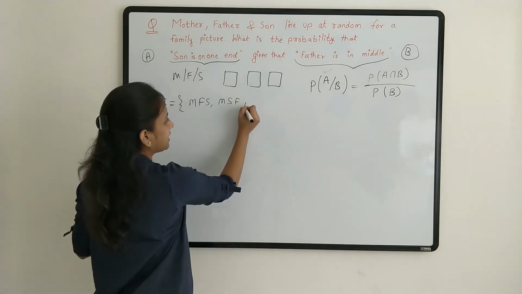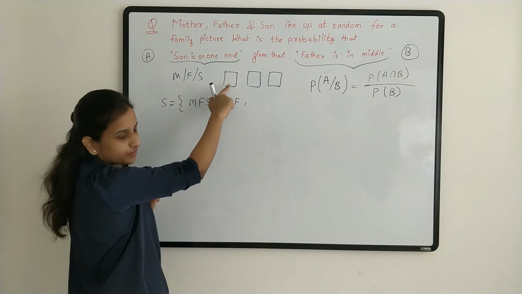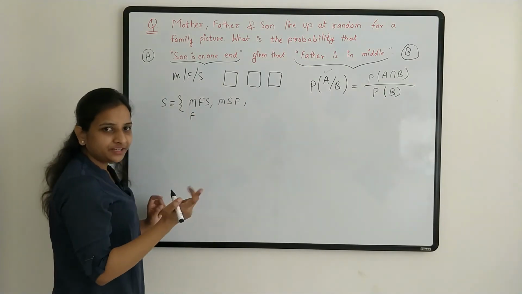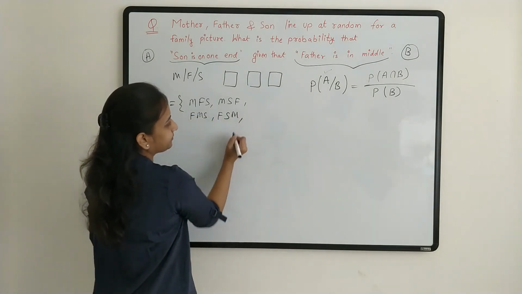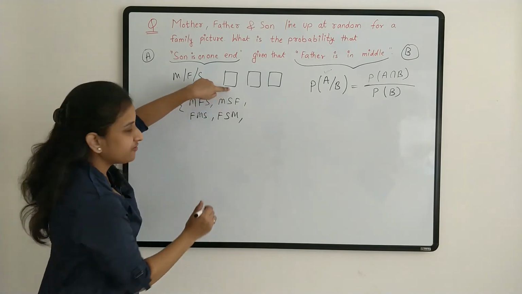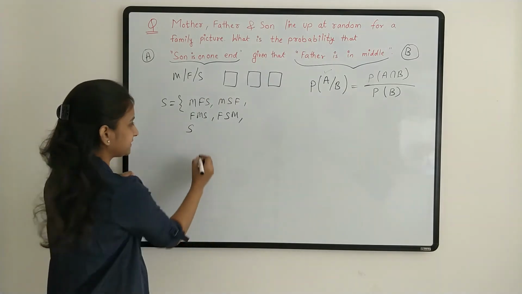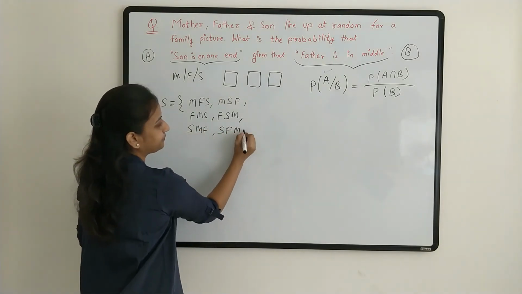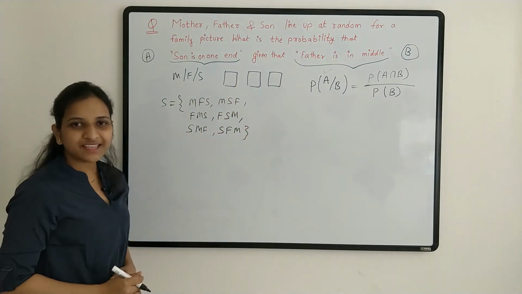Fine. Now for the next one I am fixing father in the first place, mother and son in these two places in two ways: father, mother, son and father, son, mother. Now the third outcome will be fixing son in the first place, mother and father in the two places: son, mother, father and son, father, mother. These are the different outcomes we will get. So this is our sample space.